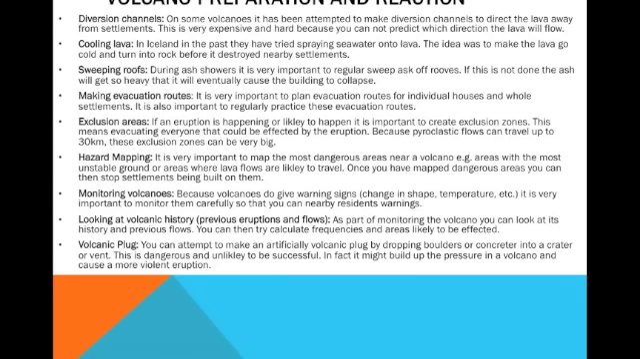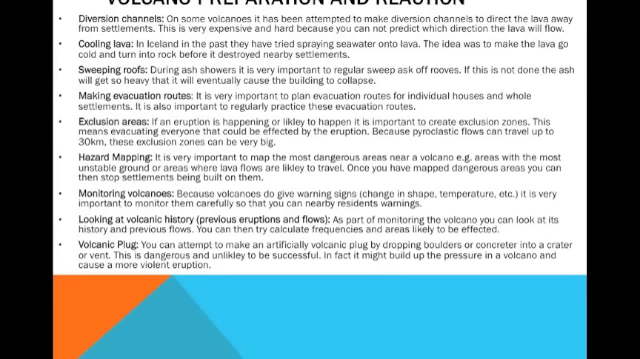Well, diversion channels. On some volcanoes, it has been attempted to make diversion channels to direct the lava away from settlements. This is very expensive and hard because you can't predict in which direction the lava will flow. Cooling lava. In Iceland, in the past, they have tried spraying seawater onto lava. The idea was to make the lava go cold and turn into rock before it destroyed nearby settlements.